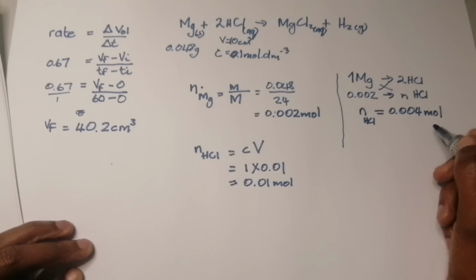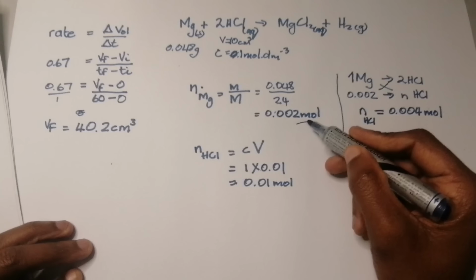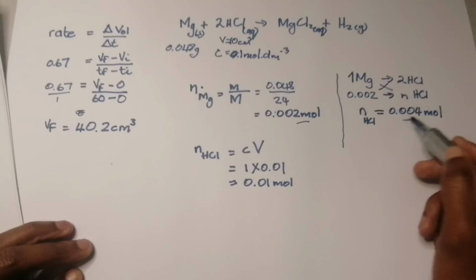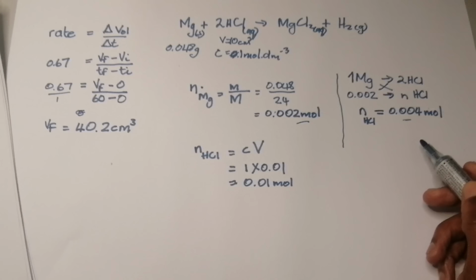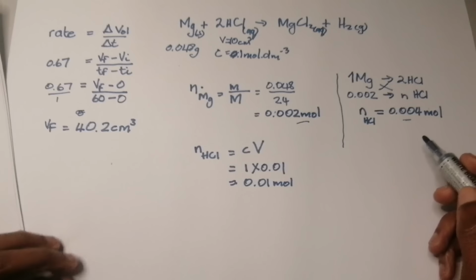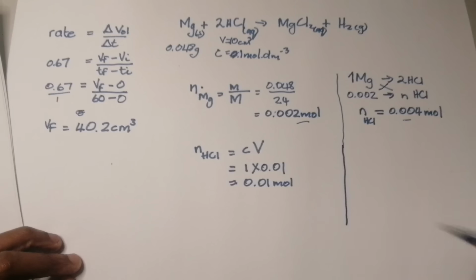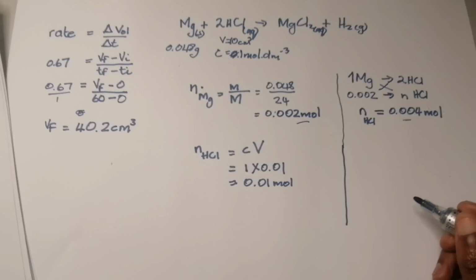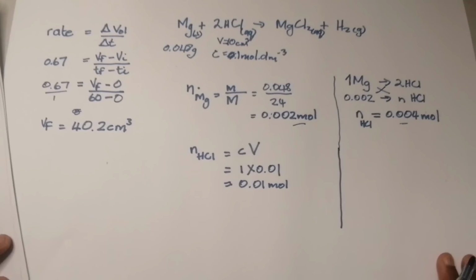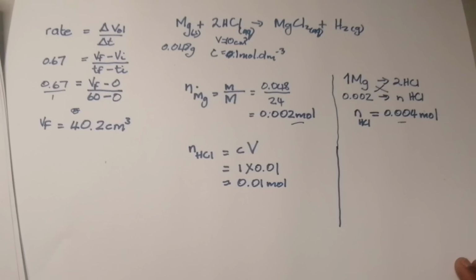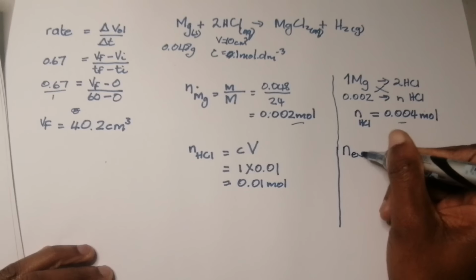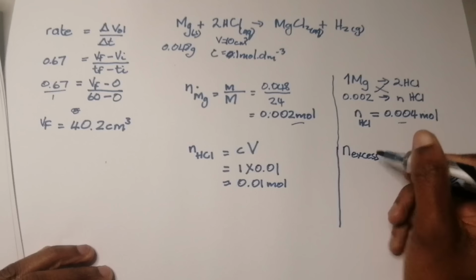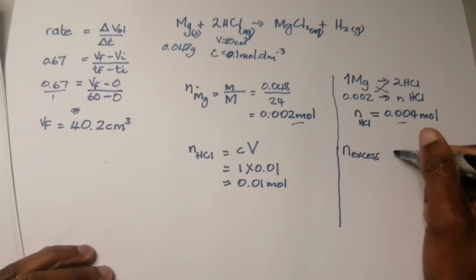Are you with me? Right. So it means if I use that amount of magnesium, this amount of moles of hydrochloric acid will actually react. Now, what does that say to us? It says there's an amount of hydrochloric acid that will remain unused, unreacted. So there'll be an amount that is in excess, okay? So I want to find out how much will be in excess. And remember, they said they wanted the mass, right? So let's find out the number of moles of hydrochloric acid that is in excess.